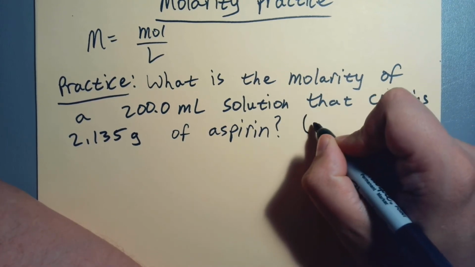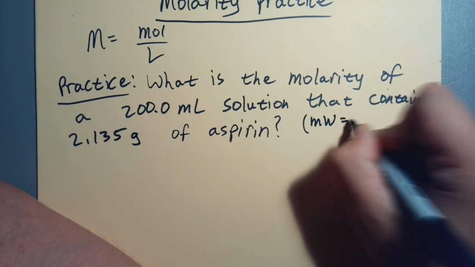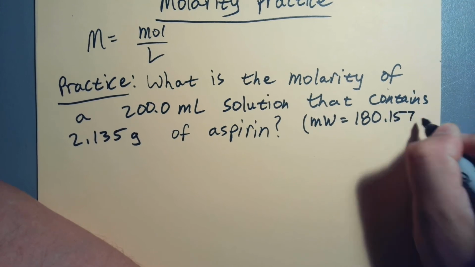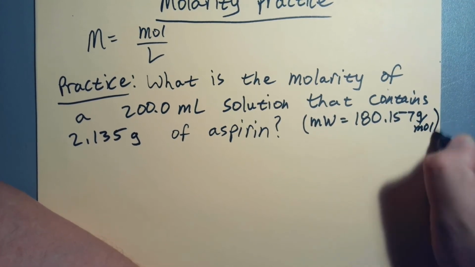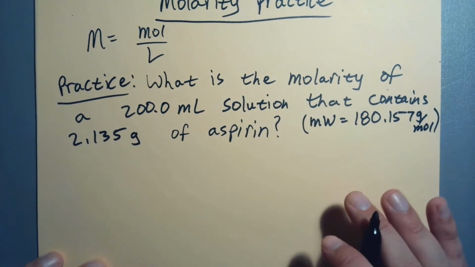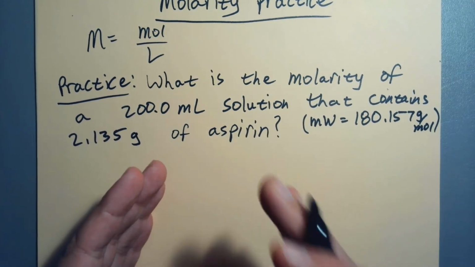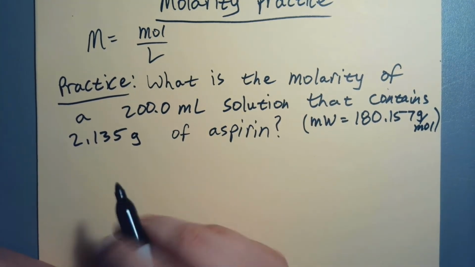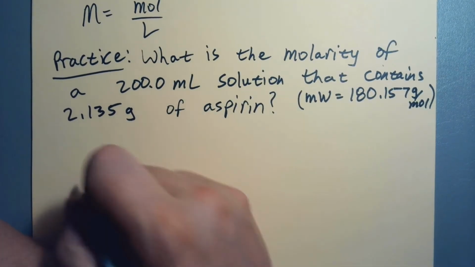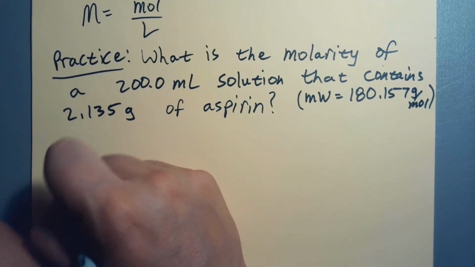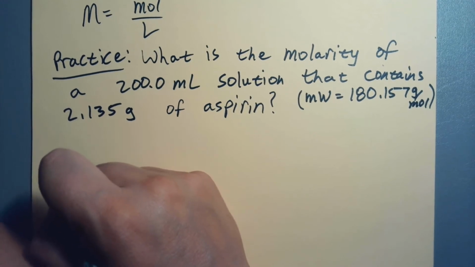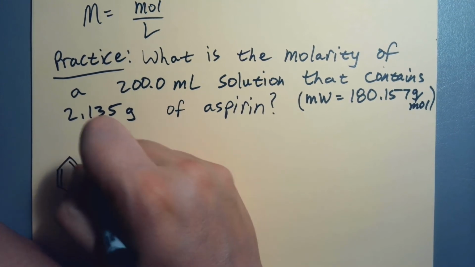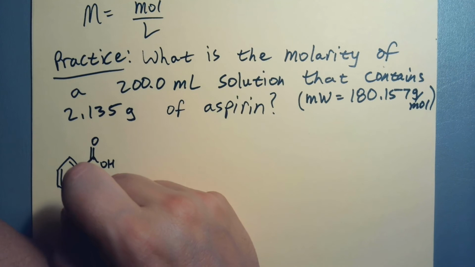So, the molar mass, or molecular weight, for aspirin is 180.157 grams per mole. So we need a molar mass here. If it's a big compound like that, I'll give it to you. If it's a small compound, you know how to add the pieces up. Now, just for fun, this isn't actually needed for the problem, but here is the line drawing of aspirin. Carboxyl group there.